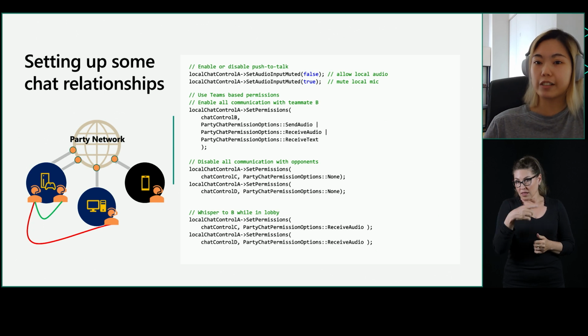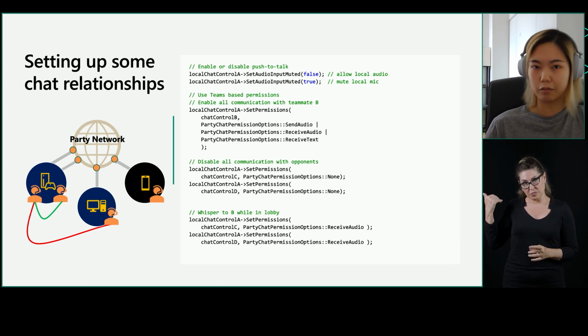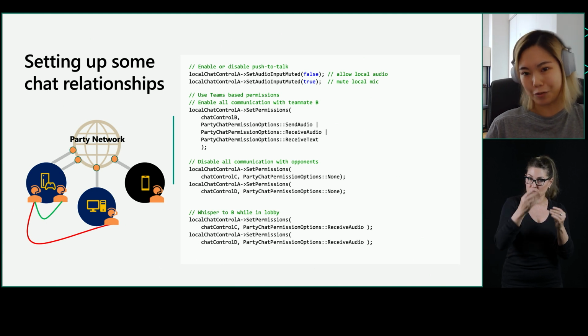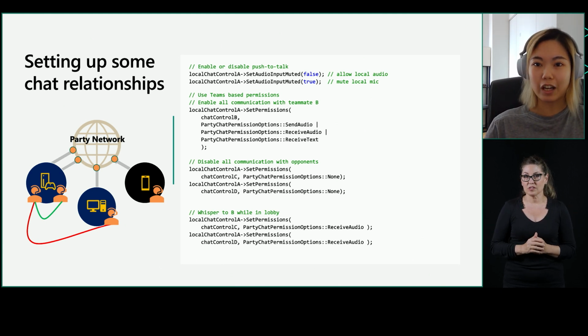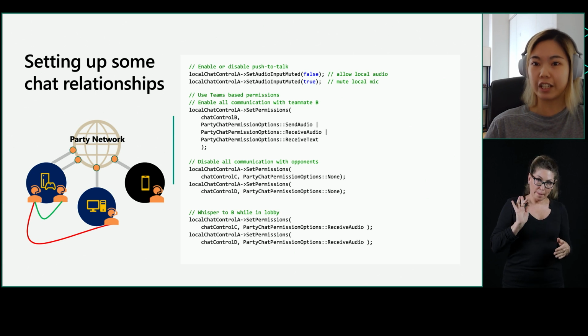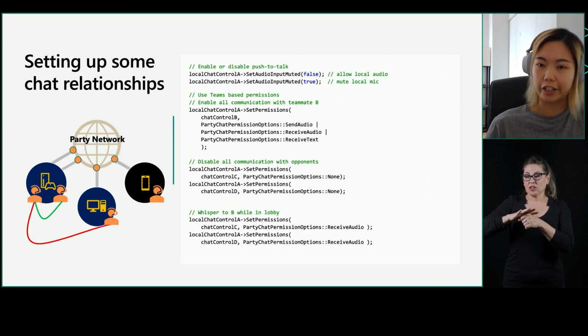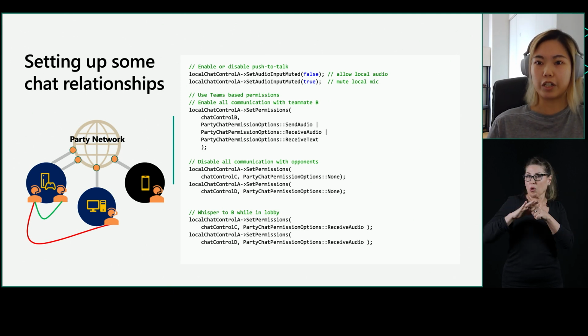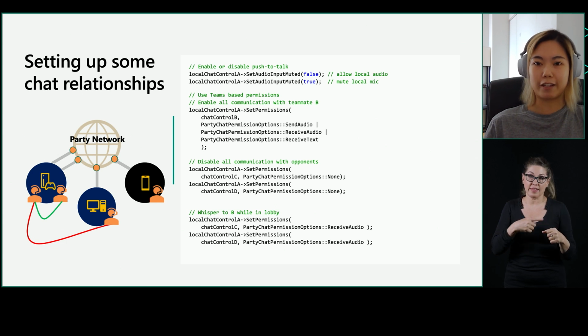So these are the scenarios I mentioned two slides ago. Here's how you can control permissions between users. The first scenario, push to talk, is fairly easy. You basically allow local audio when the key is pushed, and you would mute the local mic when it's not pushed.